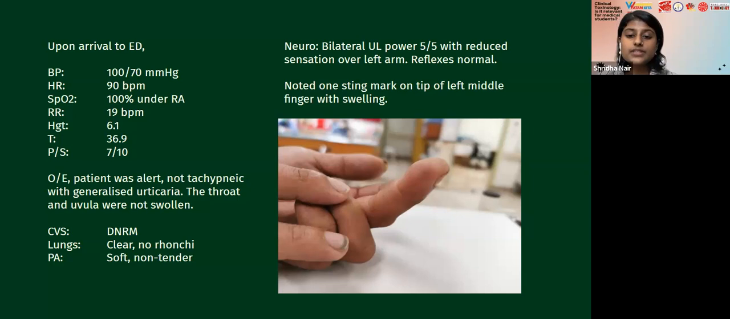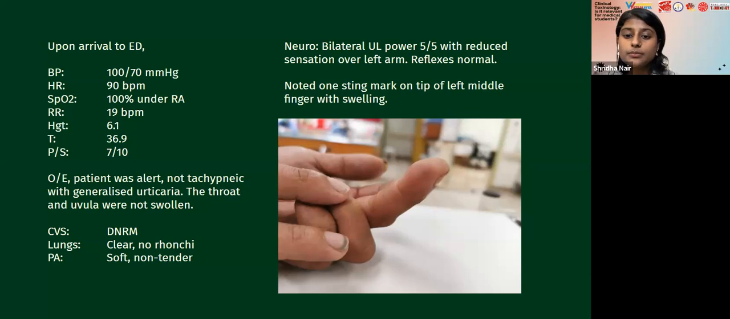On examination, the patient was alert, not tachypneic, with generalized urticaria. The throat and uvula were not swollen. Cardiovascular, he had dual rhythm and no murmur. Lungs were clear, no ronchi. Abdomen was soft and non-tender. On neurological examination, bilateral upper limb powers were 5/5 with reduced sensation over the left arm. Reflexes were normal. We noted one sting mark on the tip of his left middle finger with swelling present.